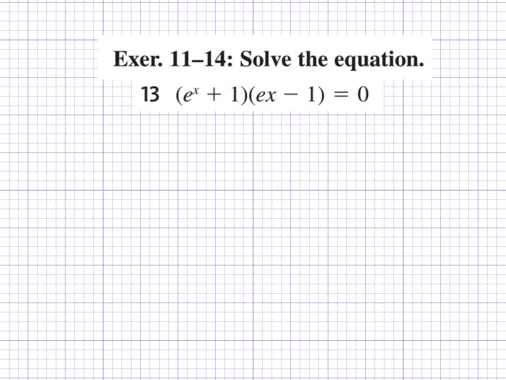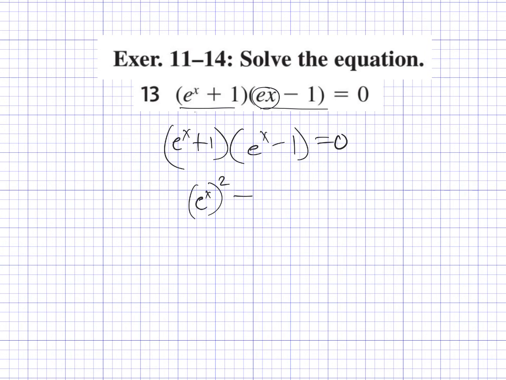All right, solving this. Remember, this is the difference. Oh, it's not the difference of squares. This is e times x. Wonder if that's a mistake. Let me check this. This has got to be a mistake. This should be e to the x plus 1, e to the x minus 1. All right, so this is the difference of squares, so it's e to the x squared minus 1 equals 0, or e to the 2x minus 1 equals 0. All right, so e to the 2x equals 1. Add 1 to the right side.